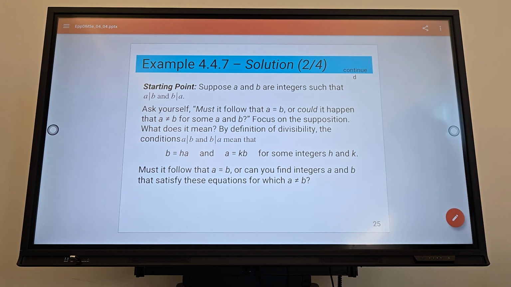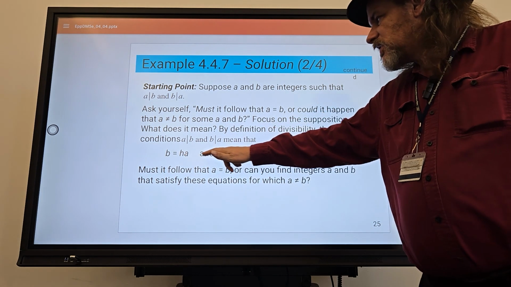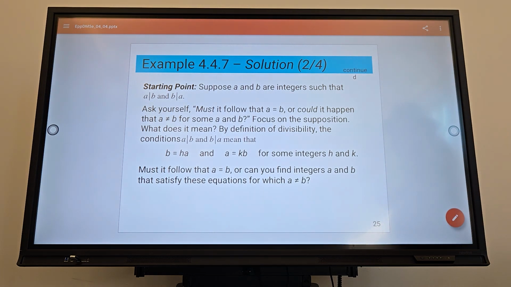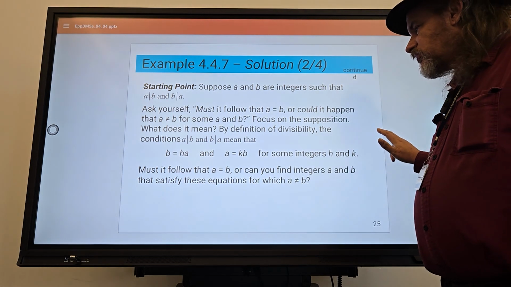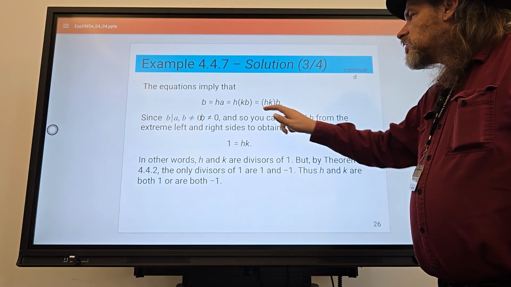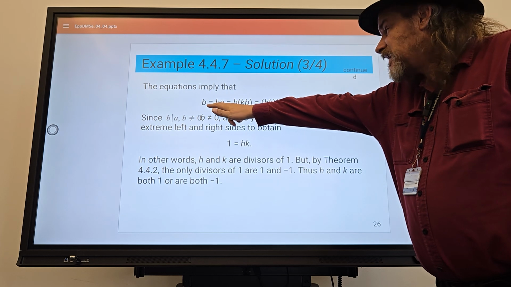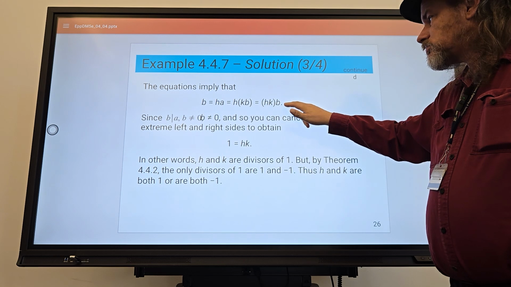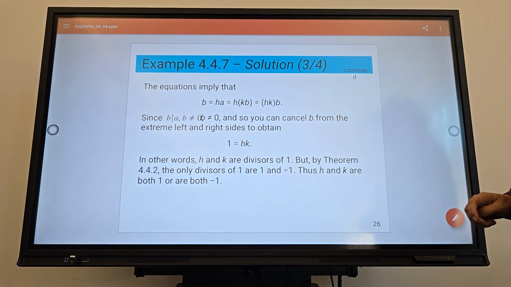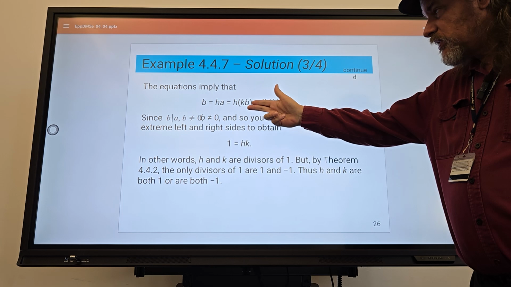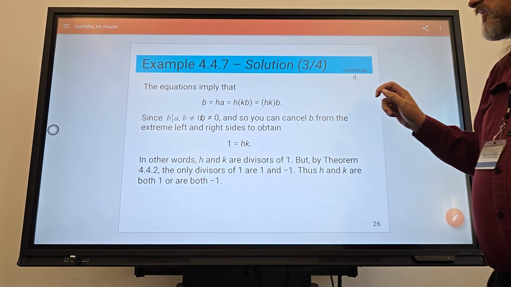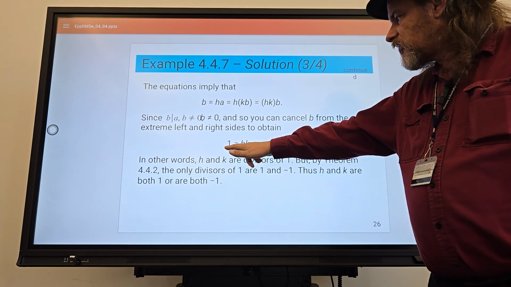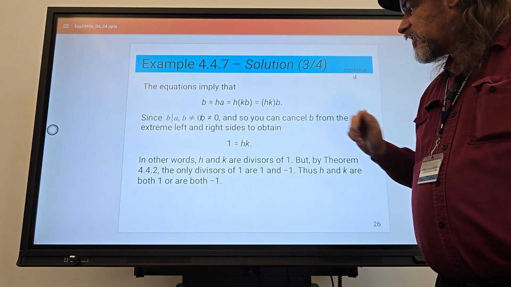Definition of divisibility means B equals HA and A equals KB for some integers H and K. If you do substitution, you get B equals HA, which equals HKB. Since B cannot be equal to 0 because B divides A, you could divide both sides by B, which leaves you 1 equals HK.